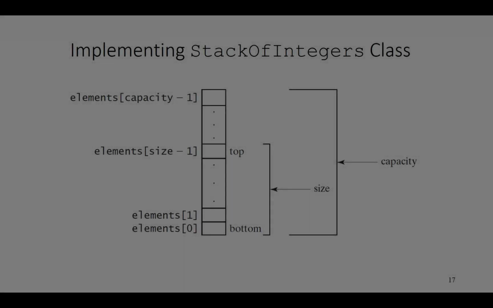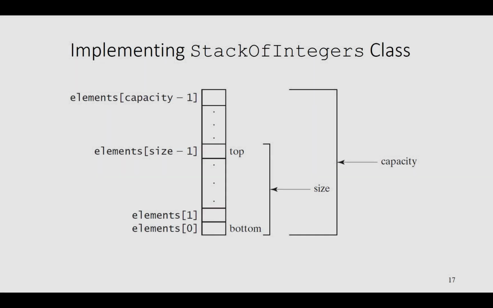In this next slide, we see a picture that captures the implementation of a stack. We're going to be using an array in our implementation, and so you see this array is called elements and is subscripted from 0 upwards. So the bottom of the stack then is indexed by index 0. The next position in the stack is indexed by index 1, and so on up to capacity minus 1.